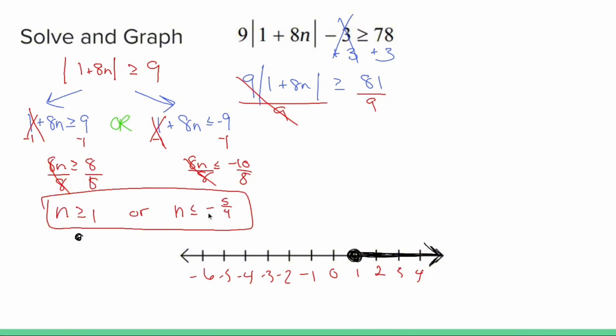Negative 5 over 4 is negative 1.25. So negative 1.25 lives in between negative 1 and negative 2, but closer to negative 1. I'm going to fill that in because we're allowed to count it, and I'm going to go to the left. So what this dark line that I'm drawing represents is I can plug in any number like negative 6 or negative 3 or 1.5 or pi into the original inequality, and it'll become a true statement. Okay? So that's how you solve and graph a nice absolute value inequality. Hope this helps.